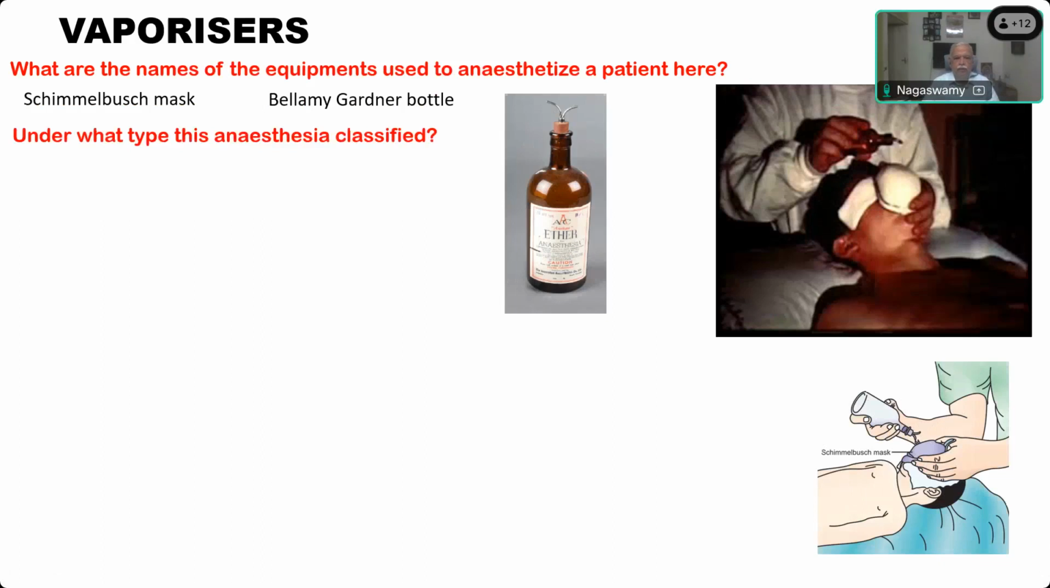Under what type is this anesthesia classified? Is there any name for the method of anesthetizing this patient? Inhalational agent, okay. Open type. It is called the open drop method of anesthesia, because you are dropping it from the bottle directly onto the patient's face. What do you understand by this open drop method? Why is the word open used? They could have just said ether dropping method. Why do they say it is open drop method?